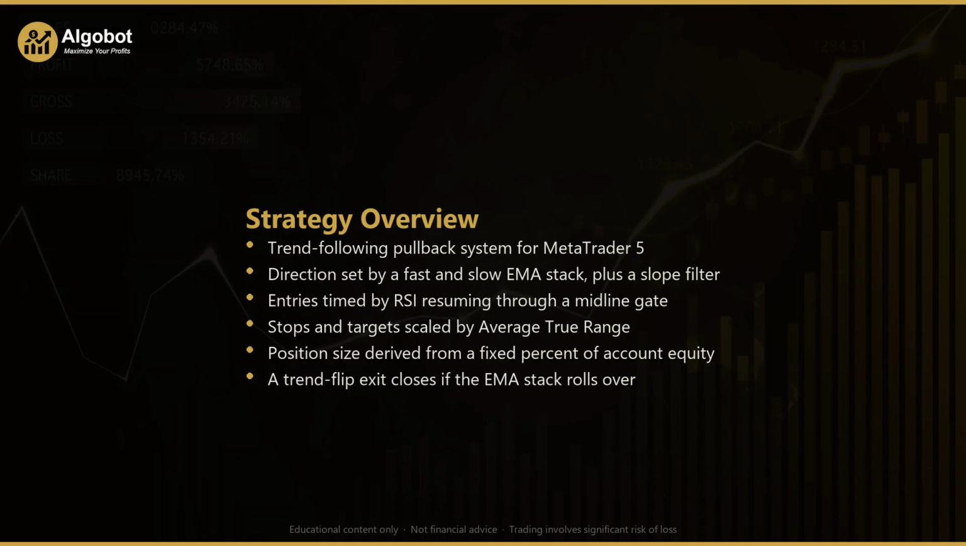Once a trend is confirmed, timing comes from the relative strength index, or RSI, with a default period of 14. Rather than reading RSI as a classic overbought or oversold tool, this strategy uses it as a momentum gate around the midline. It waits for momentum to reset against the trend, then resume in the trend's direction, and that resumption is what defines the entry.